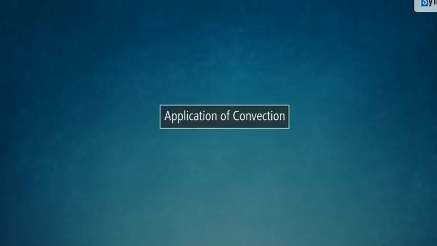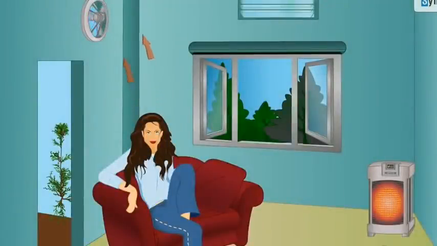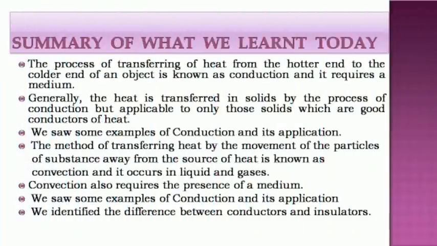Application of convection. Ventilators in homes allow the warm air that we breathe out to escape. Cool and fresh air through doors and windows then replaces this hot air. Heaters used in homes also create convection current to heat the rooms.